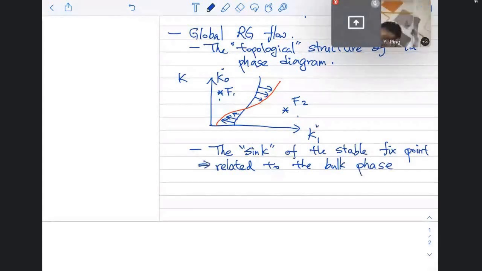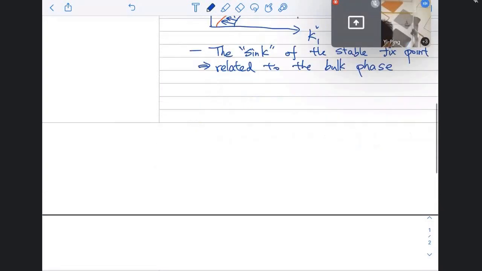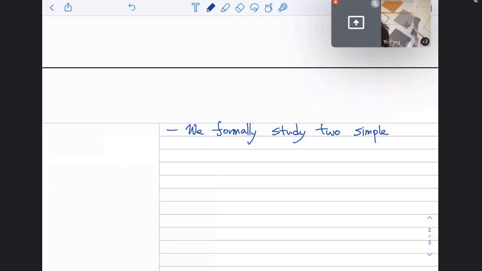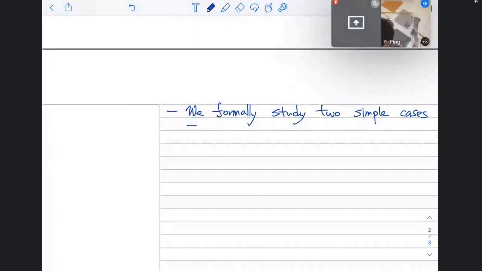Okay. So in our last lecture, we tried to formally study the simple cases. Case 1 is a fixed point with one relevant direction.